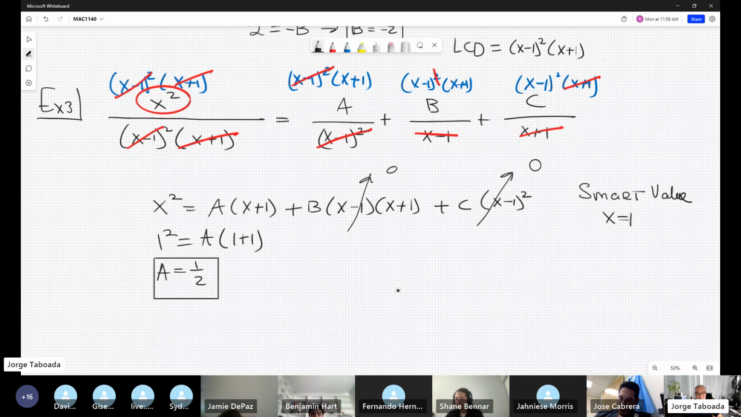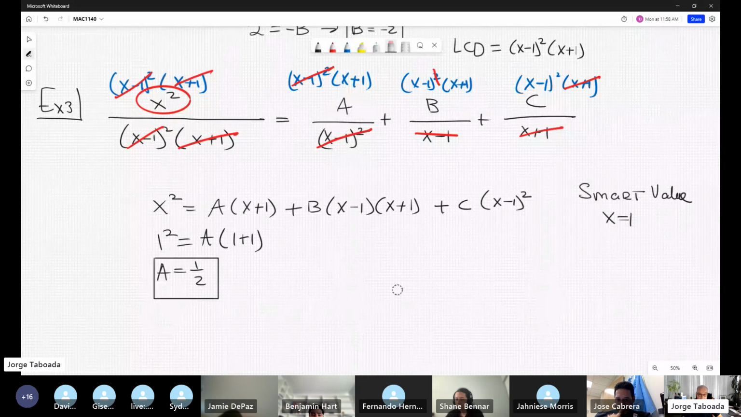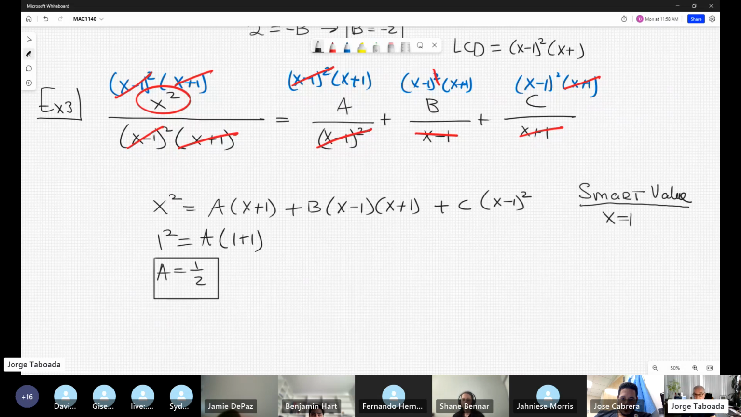Who proposes? Please, I need your cooperation with me. Propose me another smart value, please. Remember, a smart value by definition is the value where, when you plug in x, something disappears, it's equal to zero, and my equation is reduced. Okay, so now another smart value, guys. Tell me, please. Negative one, Shane. Shane says negative one is good. Of course, Shane, you are right, because when you plug in negative one here, negative one plus one is zero, and zero times something is zero.